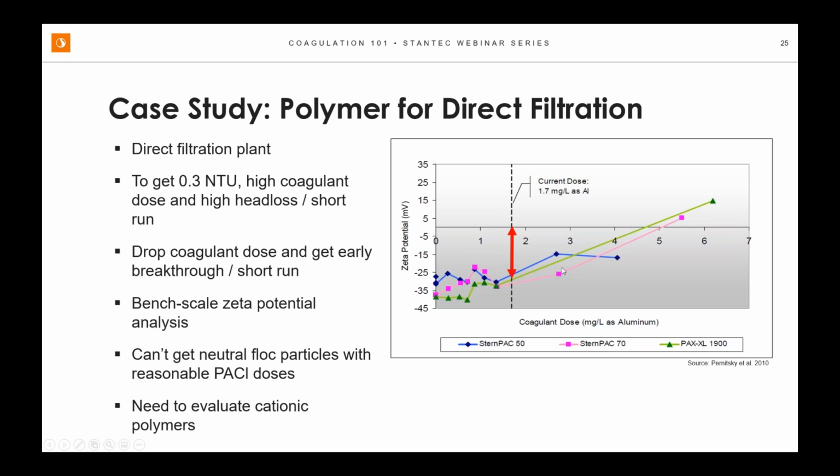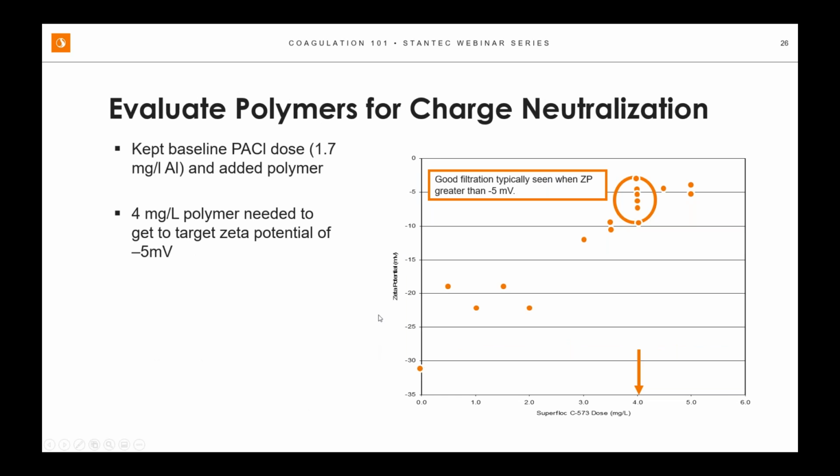So they knew that if they increased the coagulant dose, they were just going to have too many solids and gum up the filters. So the thought was, let's evaluate some cationic polymers that might be able to raise that pH up for them. So we did some jar tests with a particular polymer.